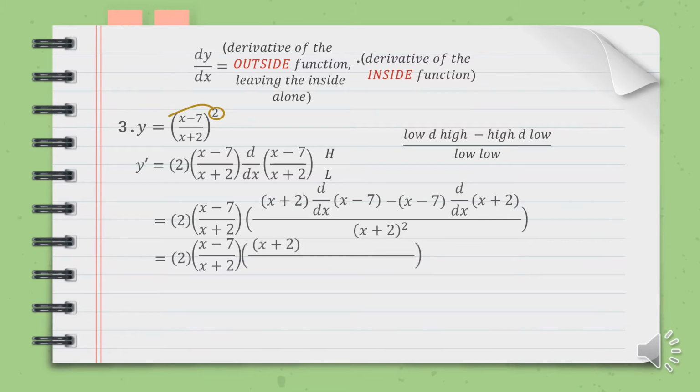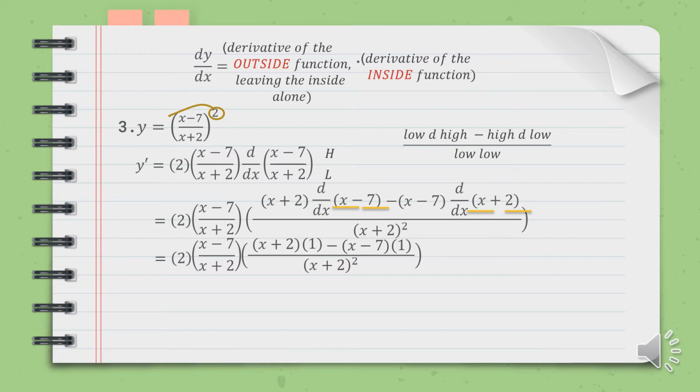Multiply 2, x plus 2, copy muna natin. And hanapin natin yung derivative ni x minus 7. Ang derivative ni x is 1. Ang derivative ni 7 ay 0 lang. Then, minus x minus 7, derivative ni x plus 2. Ang derivative ni x is 1. Ang derivative ni 2 ay 0. All over the square of x plus 2. So, hinanap lang natin yung derivative ng mga nasa inside function.